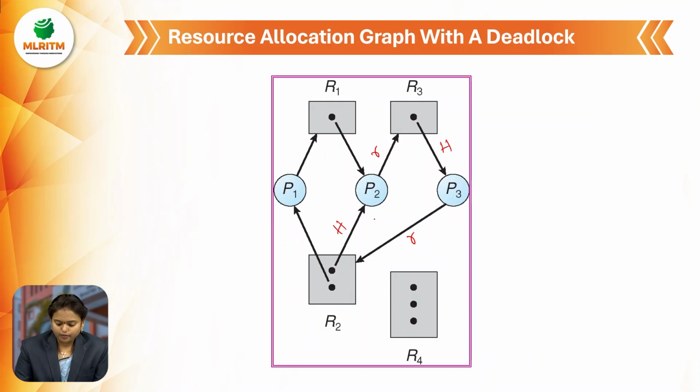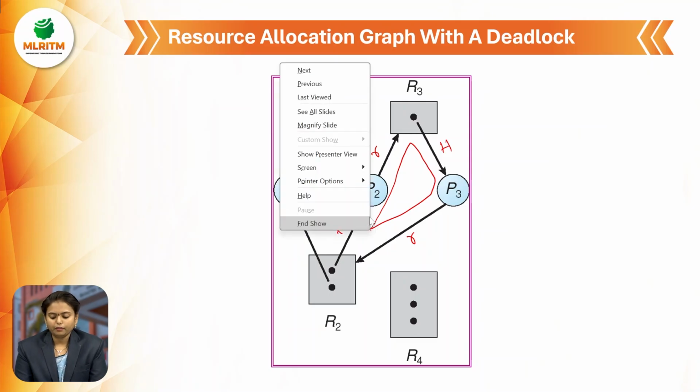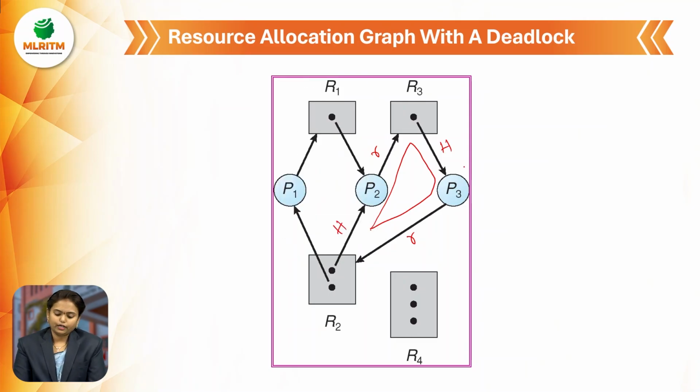So, if you observe here, a cycle is formed. P2 to R3, R3 to P3, P3 to R2, R2 to P2. If there is any cycle in this resource allocation graph, there may be a chance of deadlock occurring. If there is no cycle, there is no deadlock. Here a cycle is formed, so there may be a chance of deadlock occurring.